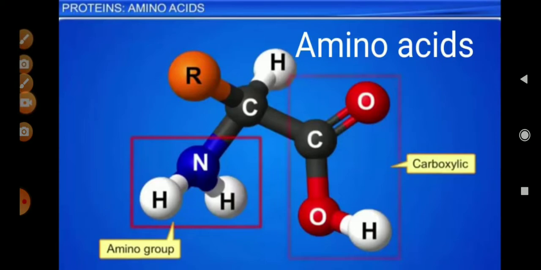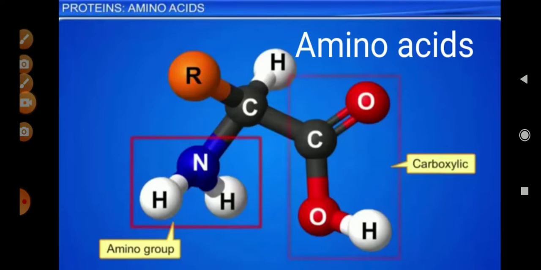An amino acid, as shown in the figure, is an organic compound which contains a carboxylic acid group and an amino group. You can see in the figure the carboxylic group, that is the COOH group, and the NH2 group, that is the amine group, found in the same organic compound. Then it is called an alpha amino acid.